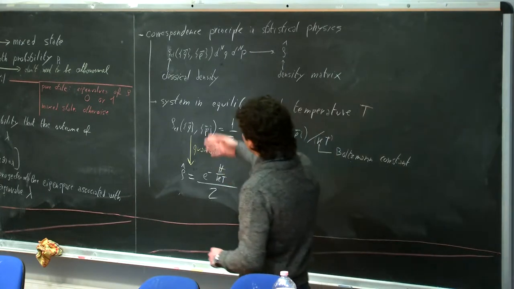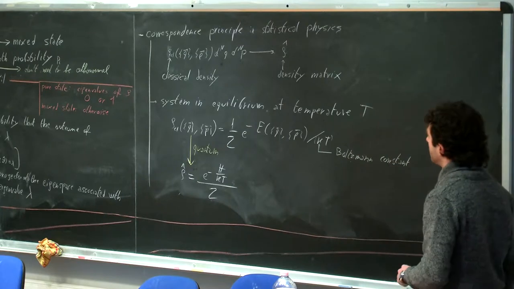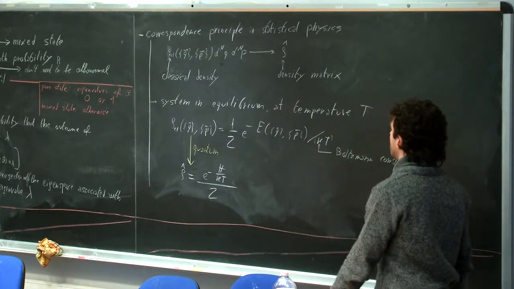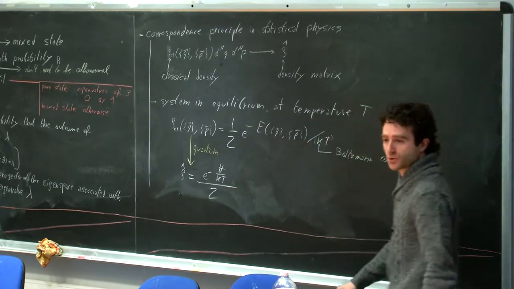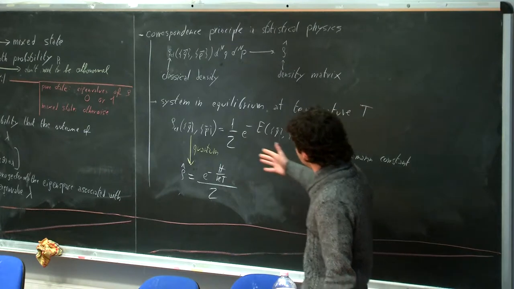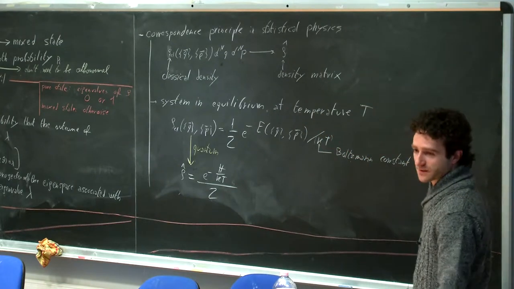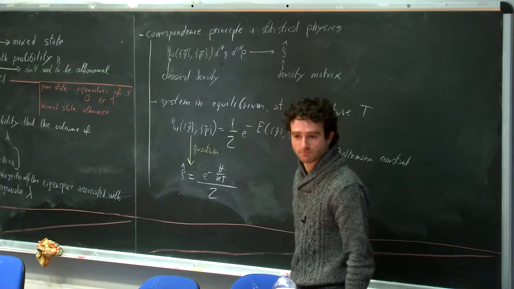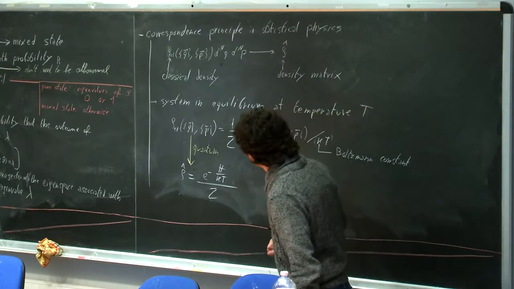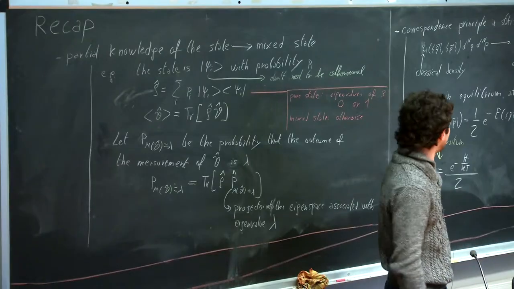In particular, if you apply this kind of prescription at equilibrium at temperature T, instead of working with this classical density, which is the well-known Gibbs distribution, e to the minus beta H, with beta the inverse of the temperature, you have to replace this classical probability by this density matrix, which has the same form, as you can see. And now I replace the energy by the Hamiltonian, as we always do.